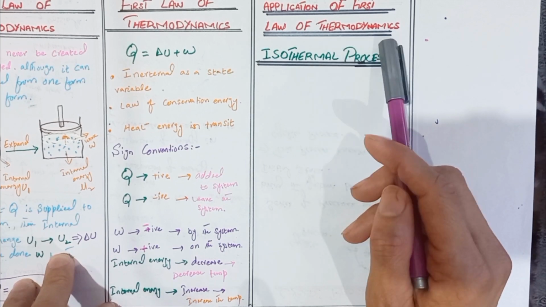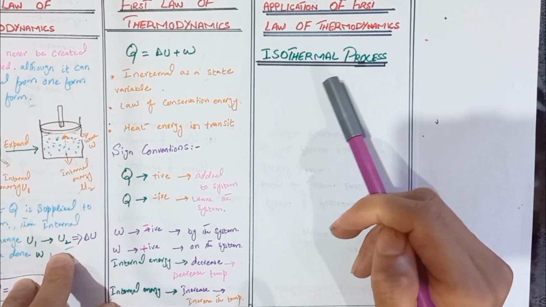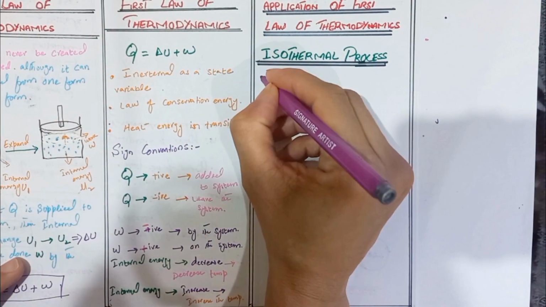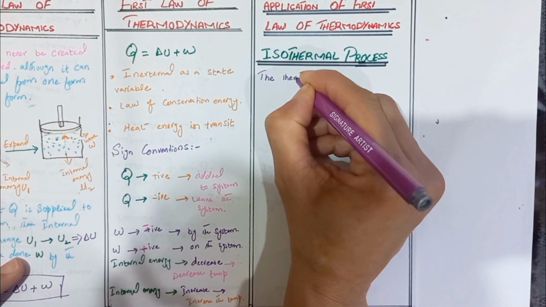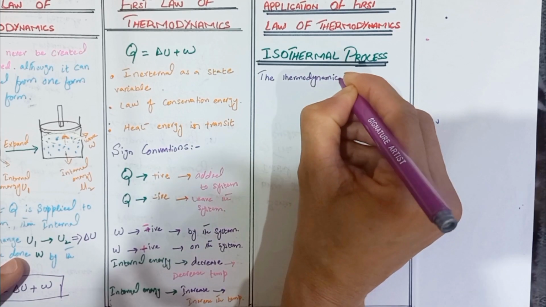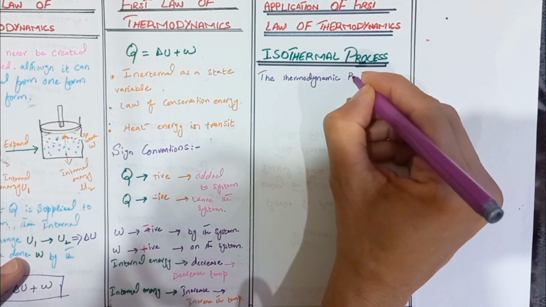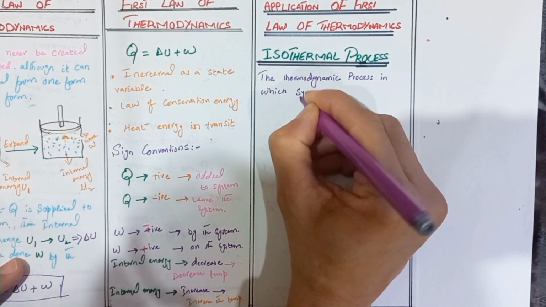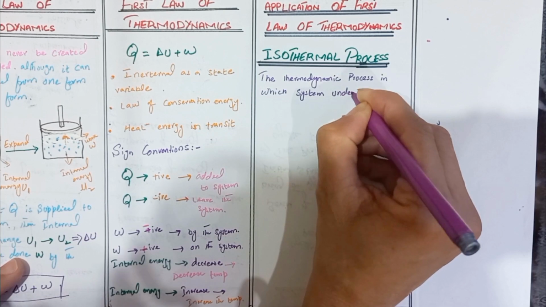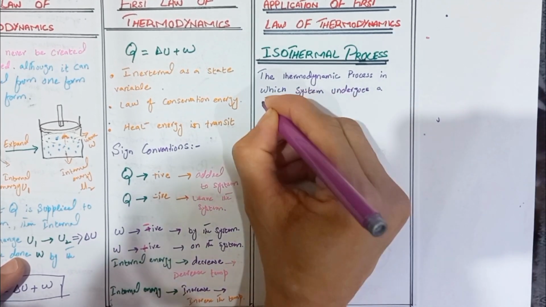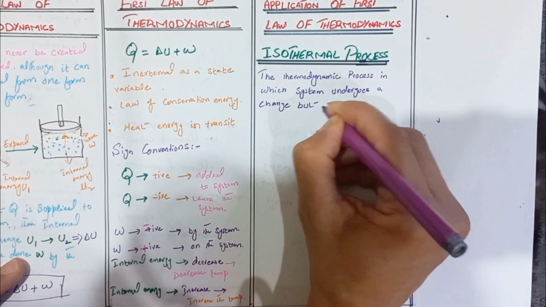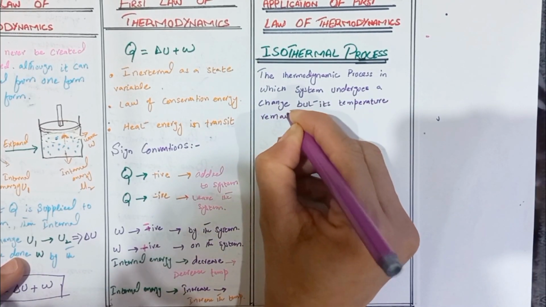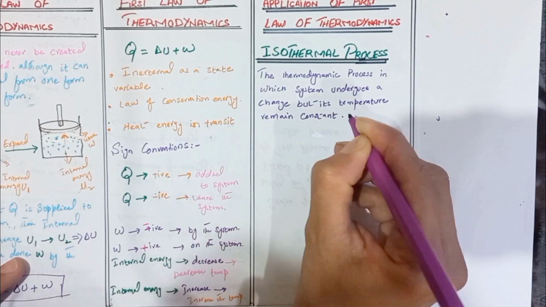In application of the first law of thermodynamics, first we discuss the isothermal process. First we define it: what is the isothermal process? Isothermal process is the thermodynamic process in which the system undergoes a change but its temperature remains constant.